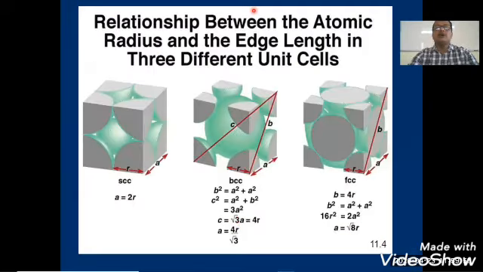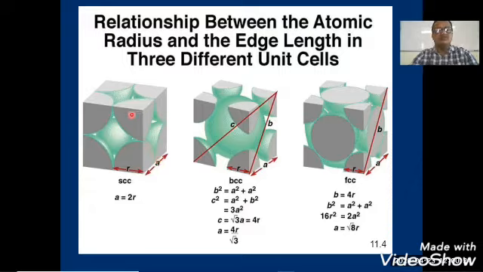Now we will try to find out a relationship between the radius of a unit and the edge length of the unit cell. So all these unit cells are cubic. So in case of a cube, the edges have the same length. Let us say the edge length is A. So length, breadth, height, it will be A.